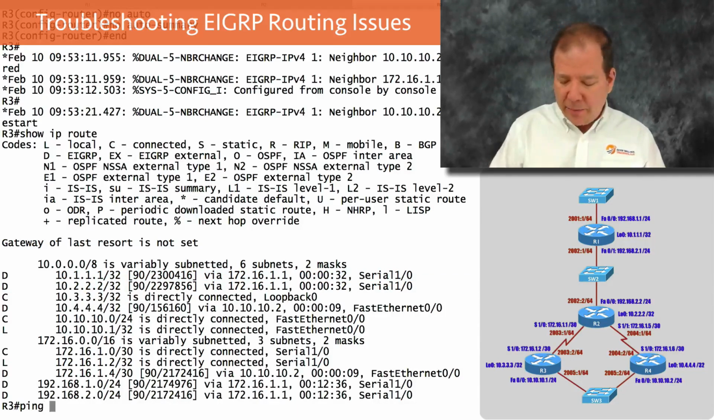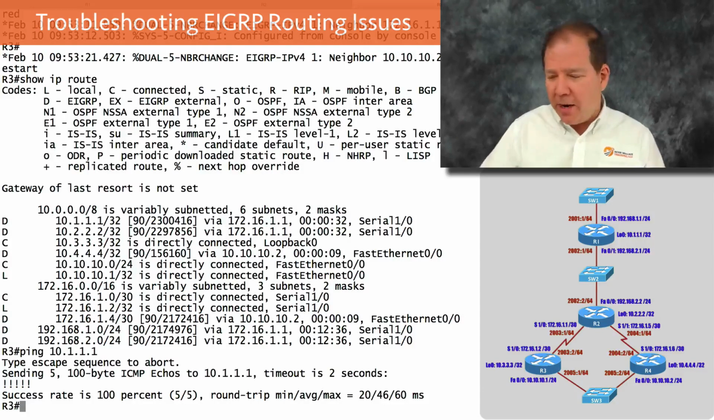Can I ping it? Can I ping 10.1.1.1? We were not able to do this just a moment ago, but now we can. Fantastic. That's a look at how the auto summary feature might impact IP version 4 routes.